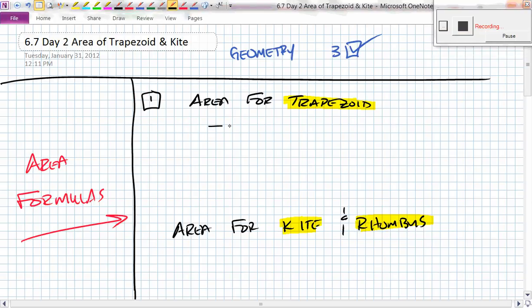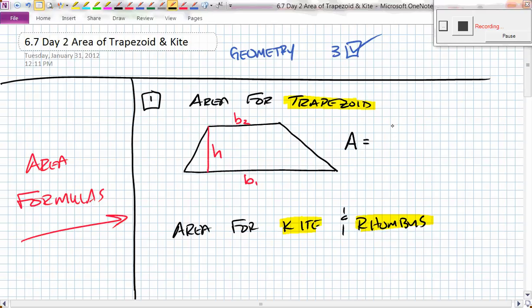You got it. So let's go ahead and draw ourselves a trapezoid. It does not need to be an isosceles trapezoid, just any old trapezoid. We'll call this B1 for base 1. Call this B2 for base 2. And we have a height. So the area formula for our trapezoid is base 1 plus base 2 divided by 2 multiplied by the height.